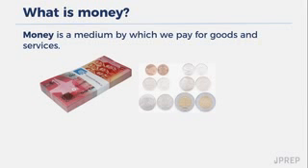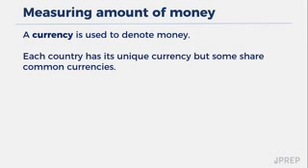We now move on to the last part of this lesson, which refers to money. Money is a medium for which we pay for goods and services that have been rendered. To measure money, we use what we call currency. Every country has its own unique currency, but some countries share common currencies.